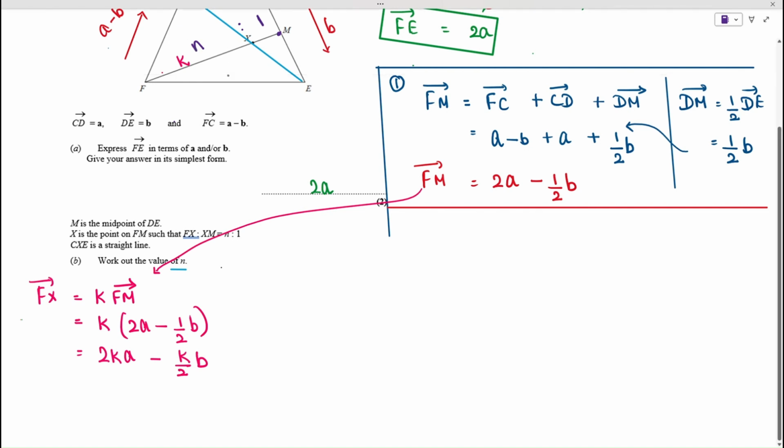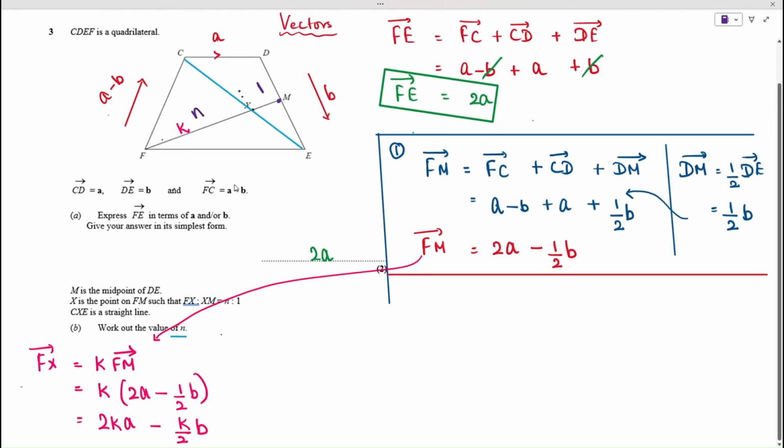Now we're going to find another route to F to X, and for this route we're going to go from F to C, then C to X. So not going directly from F to X, but going F to C, then C to X. So F to X is equal to F to C plus C to X. FC we have as a minus b, but we don't have anything yet for C to X.